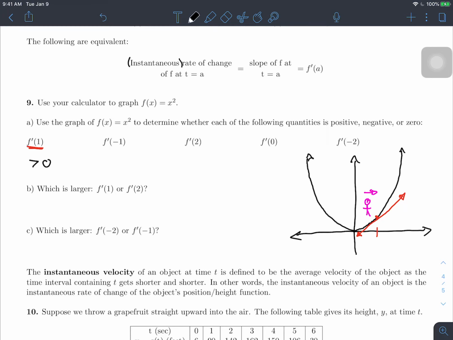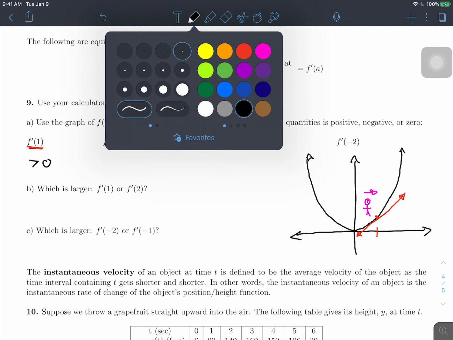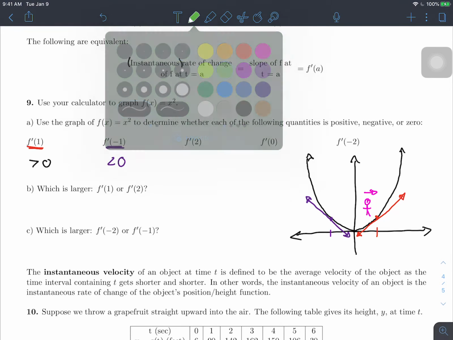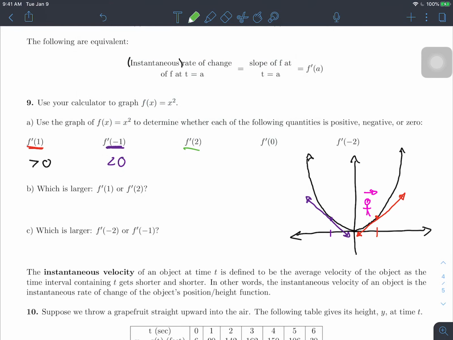Okay, how about f prime of negative 1? We'll do that with a different color. Purple, maybe. Yeah, we're going to see a pattern showing up real quick here. Now we're decreasing, meaning less than 0. F prime of 2, well, that's just further out. We're going to be increasing even more drastically. So still greater than 0.